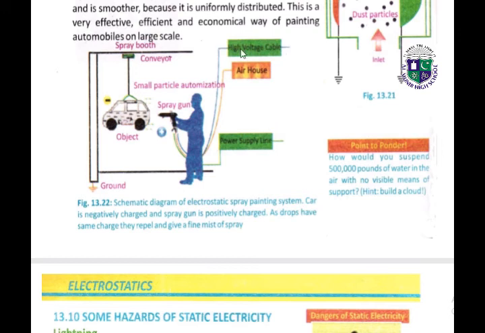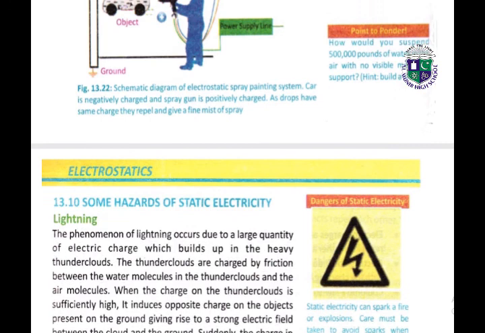Here we have a high voltage wire, air hose, power supply line. Here we have the car, the object, spray booth, conveyor which can move it, small particles automation. Here we have the spray gun. So because of all these static charges, we can easily spray paint the vehicles or cars especially.